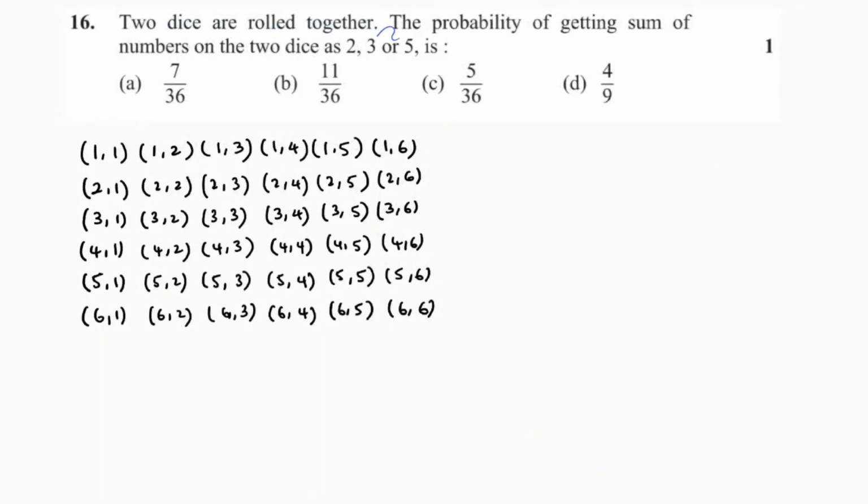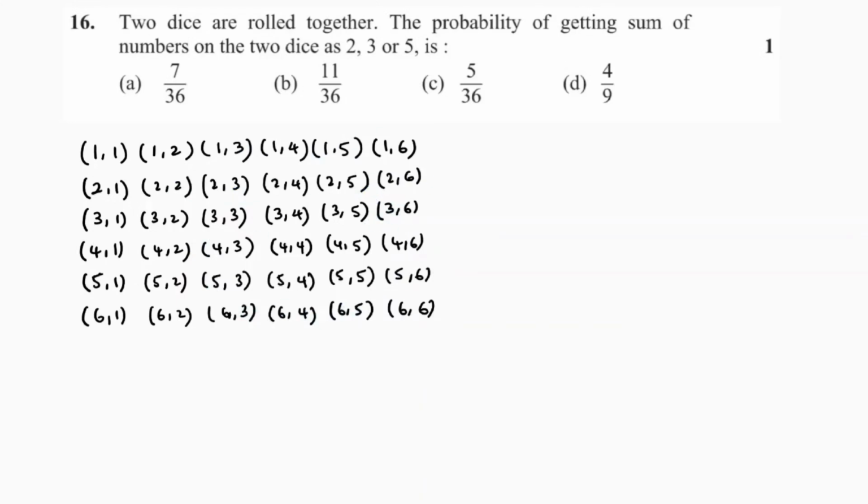Two dice are rolled together. What is the probability of getting a sum of the numbers on the two dice as 2, 3, or 5? So here I wrote all the possible outcomes. When two dice are thrown, the total outcomes are 36, because we may get 1,1, 1,3, 3,3, 3,4, 5,4. So these are all 36 outcomes, anything we may get.